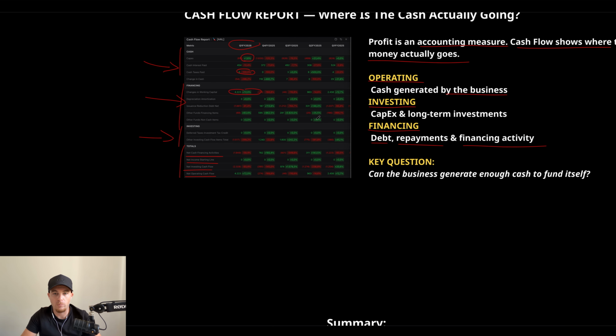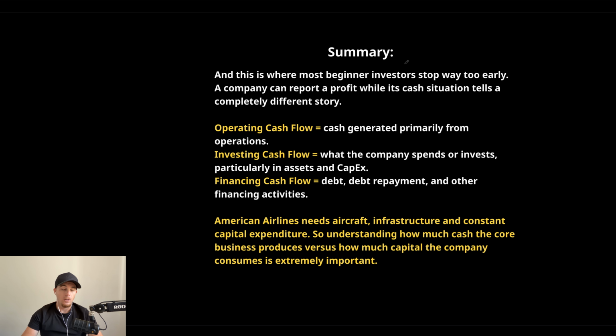If we go back to the cash flow report as well, and we do a quick summary, this is definitely where most beginner investors stop way too early. They don't fully understand the bigger picture. A company can report a profit, but at the same time the cash situation tells a completely different story, because these are two different things. So you have three key elements, if you remember. The operating cash flow, which is the cash generated primarily from operations. The investing cash flow, what the company spends or invests particularly in assets and capex. And financing cash flow, which is debt repayment and also financial activity.